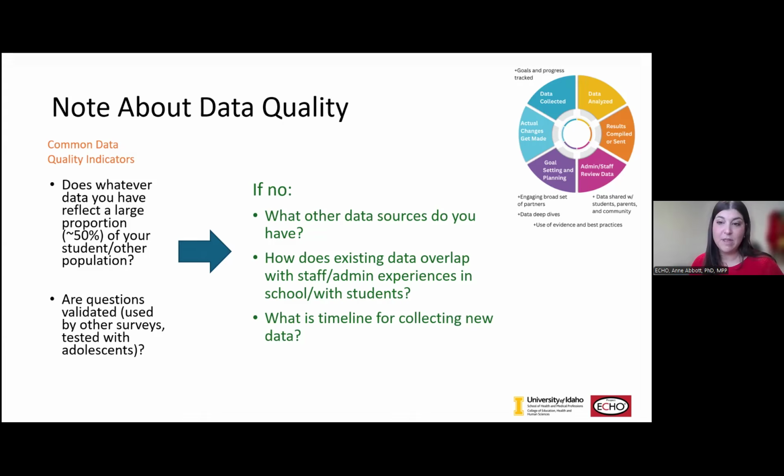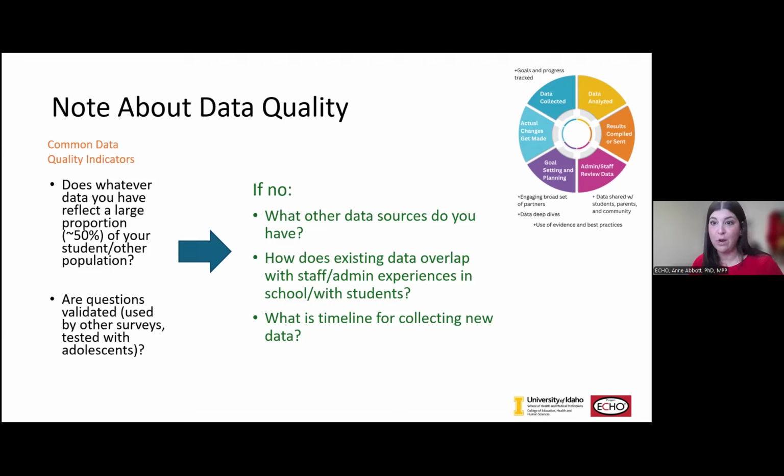Another big question, right, when we think about data that's being collected is, were the questions, or the instrument is the kind of researchy term that would be used there, that were used to collect that data validated? So for example, have they been used on other surveys or have they been tested with your population that you're actually trying to get data from? If your answer there is no, again, that doesn't mean you have to throw the baby out with the bathwater, but that does mean you might want to think a little bit more about what's going on in your data process. So what other data sources do you have that you might be able to combine with your existing data to see a clearer picture?